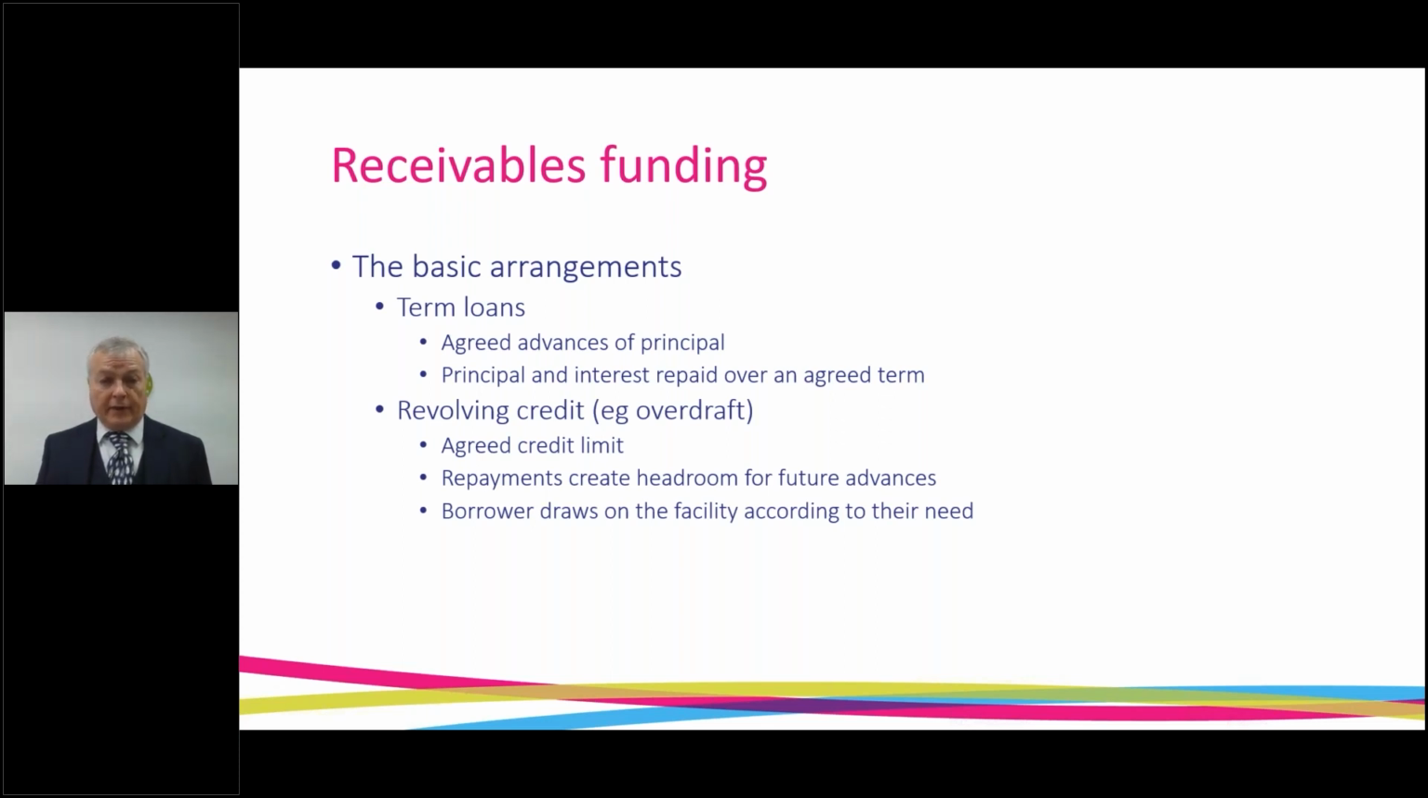And a term loan is a straightforward advance of principal, a loan of money, which is then repaid with interest over an agreed term. An overdraft is slightly more complicated in that the limit there is the credit limit, which is the amount that the bank is prepared to let its customer borrow at any one time. But as long as the customer stays within the credit limit, then they can borrow as much as they want, whenever they want, and repayments will be at their convenience.